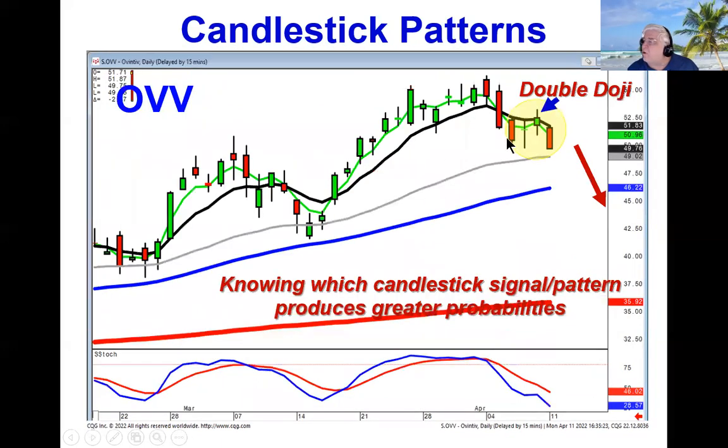So we're basically looking for the direction. Look at our double doji setup on OVV. Knowing that this is a strong sell factor, at least we can conclude that we might be heading back down to the 50 or even greater. We don't know where it could be going. We just know the probabilities are pretty strong that it's heading down.